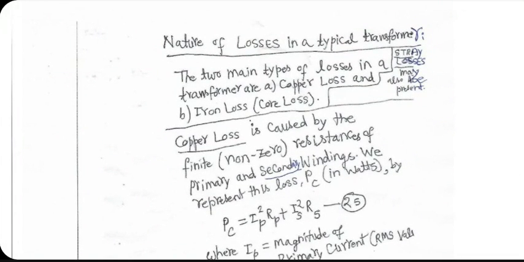Copper loss obviously is IP square RP plus IS square into RS. IP is the magnitude of the primary current. IS is the magnitude of the secondary current. RP is the resistance of the primary winding. RS is the resistance of the secondary winding.